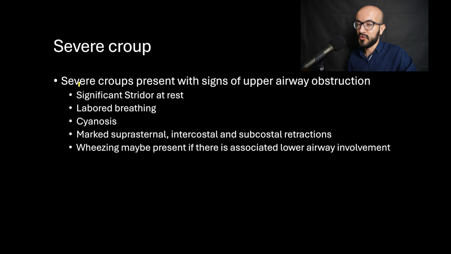Now, we mentioned that Croup could be mild, moderate, or severe. In severe Croup, it presents with signs of upper airway obstruction. Those include significant stridor at rest, labored breathing, meaning the patient has difficulty breathing, and cyanosis, which is bluish discoloration of skin and mucous membranes, and there are marked suprasternal, intercostal, and subcostal retractions, and there might be wheezing if there is associated lower airway involvement.